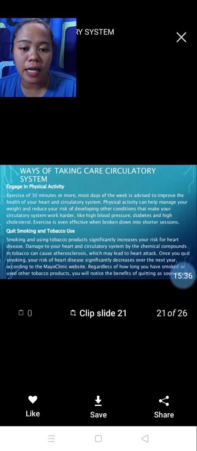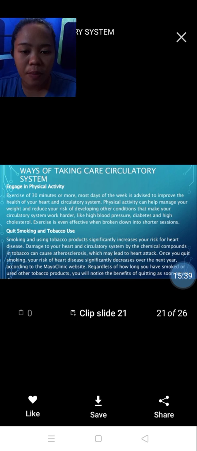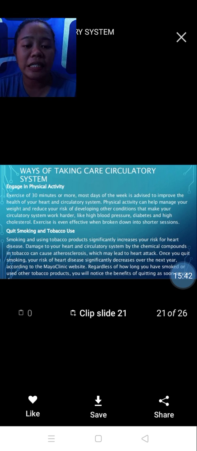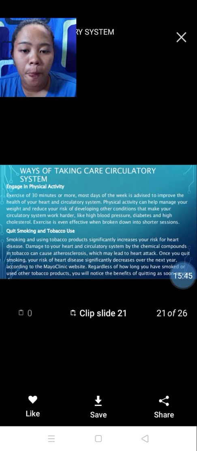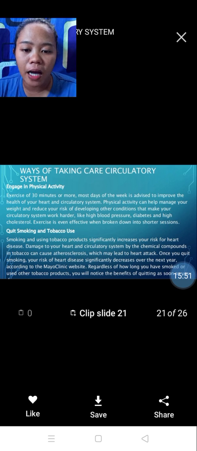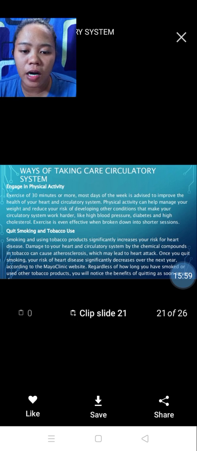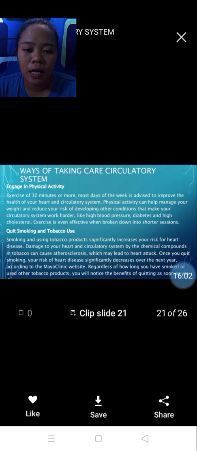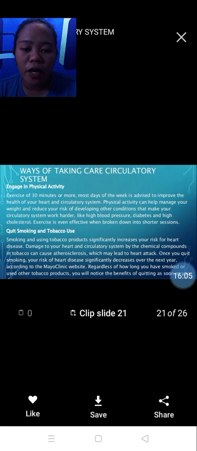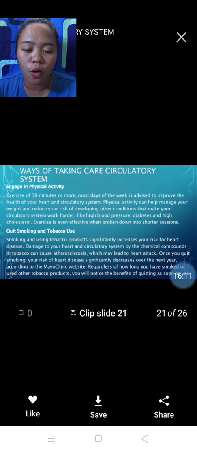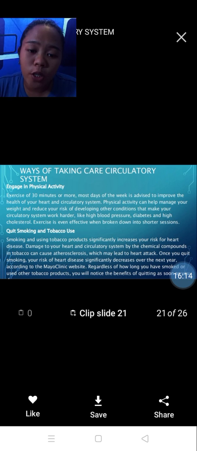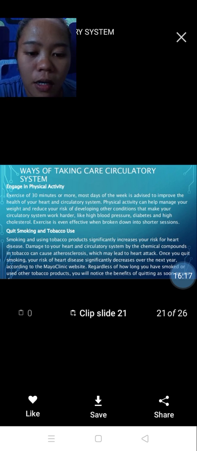So quit smoking and tobacco use. Smoking and using tobacco products significantly increase your risk of heart disease. It damages your heart and circulatory system, as the chemical compounds in tobacco can cause atherosclerosis, which may lead to heart attack. Once you quit smoking, your risk of heart disease significantly decreases over the next year. According to the Mayo Clinic website, regardless of how long you have smoked or used tobacco products, you will notice the benefits of quitting as soon as possible.